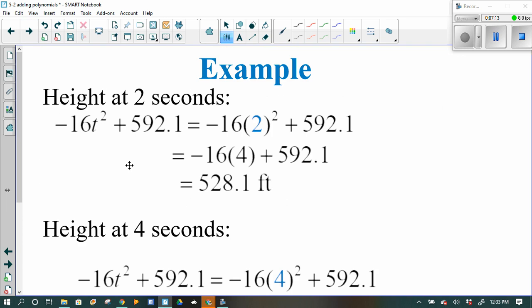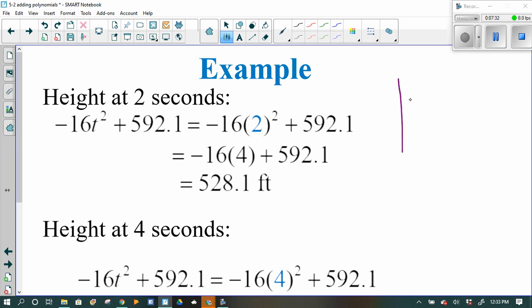So what we're going to do is, everywhere we see a t, we're going to replace it with a 2. So negative 16 times 2 squared plus 592.1. So negative 16 times 4 plus 592 is 528.1 feet.